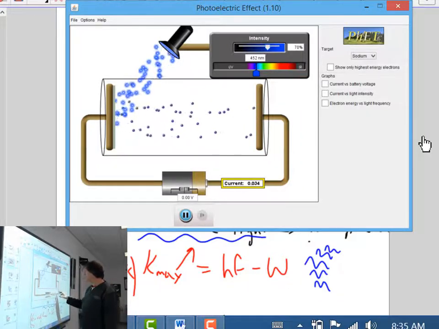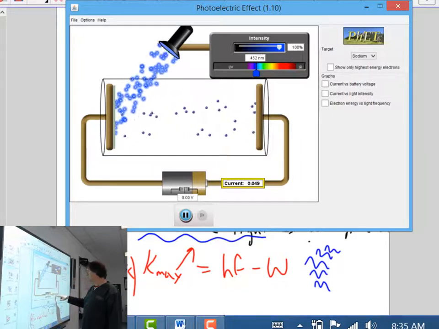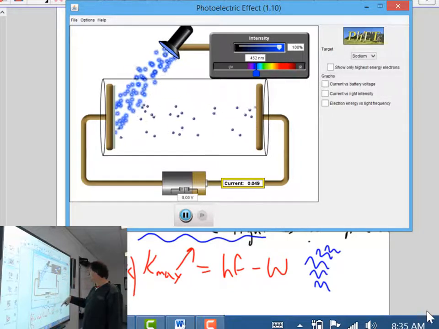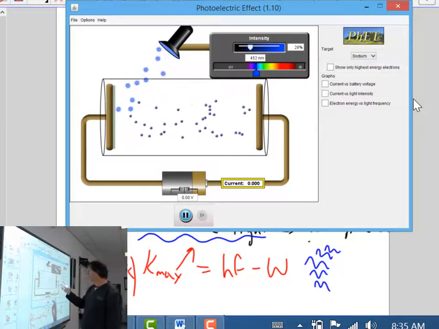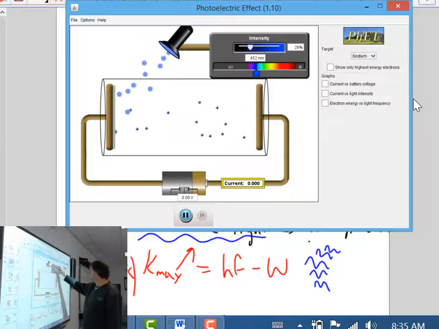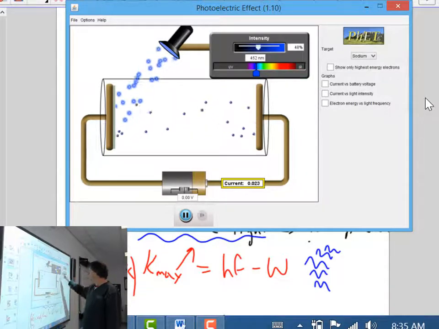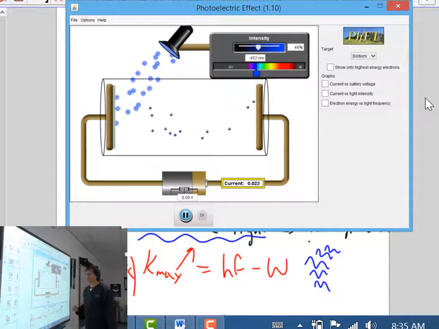So we can see that if you increase the intensity of the light, we change the current here to 0.049. If we decrease the intensity of the light and have fewer photons colliding there and fewer electrons coming off, the current will drop off. In fact, I've dropped it right down too much here. Let's just pick that up again. So intensity does have an effect on the current. That was one of the things they discovered.